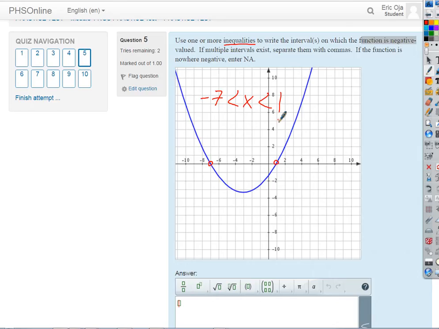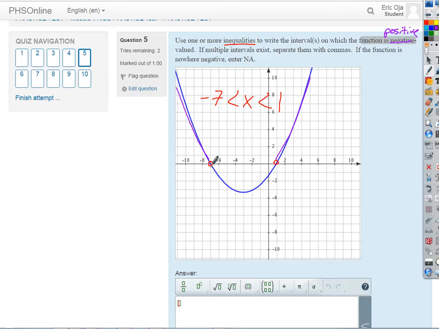Okay, let's change the question for a second. Let's say instead of asking where it's negative, we asked where it's positive. That would be different, right? That's where it's above the x-axis, and so that would have been up there or up there, right? So how would I enter that answer? There's two places. Oh, and by the way, would I include -7 and 1? Should those be included? I want to know where the function's negative. Is the function negative when it's on the x-axis? No, it's 0, right? That's not negative.